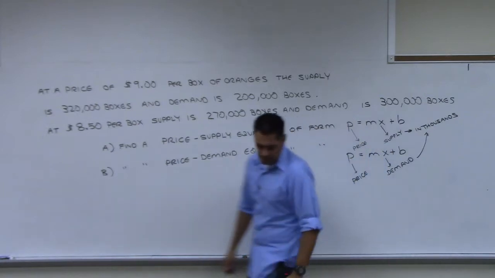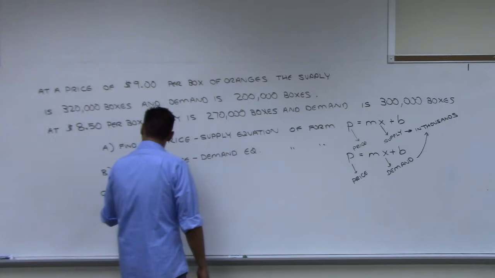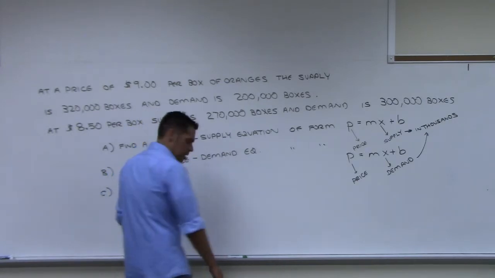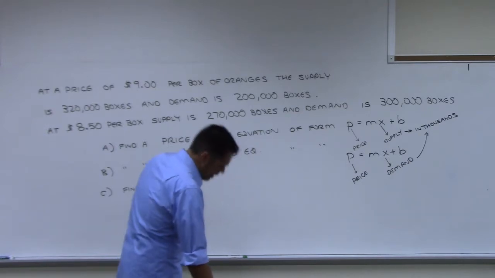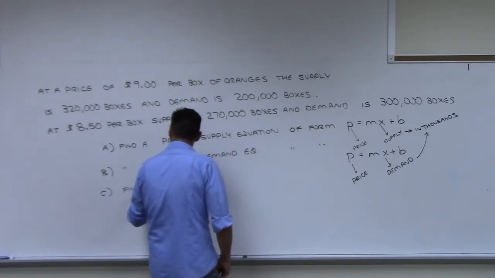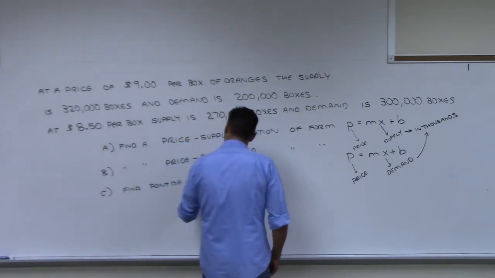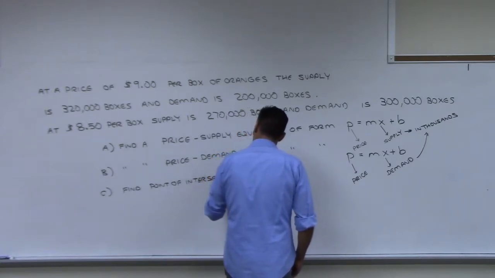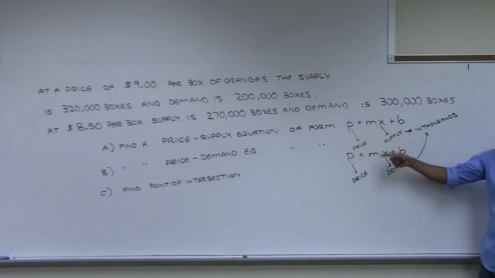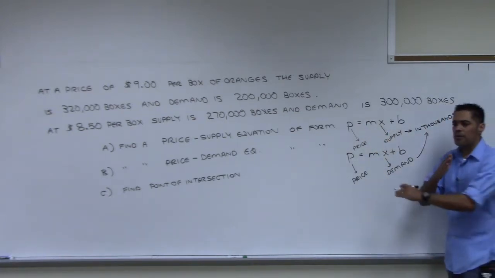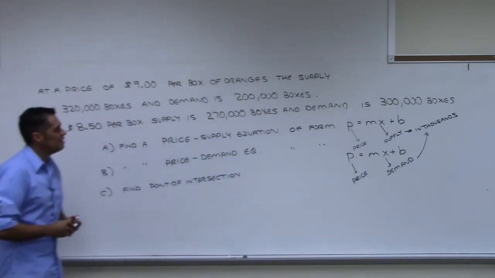And then part C, they want the equilibrium point. Find equilibrium point, or do they say break-even point? Okay, I'll say point of intersection, because that's what they say. So basically, we're going to have two different lines, and we're going to want to graph them, and we're going to want to find where they hit each other. And then we'll talk about what that point means.